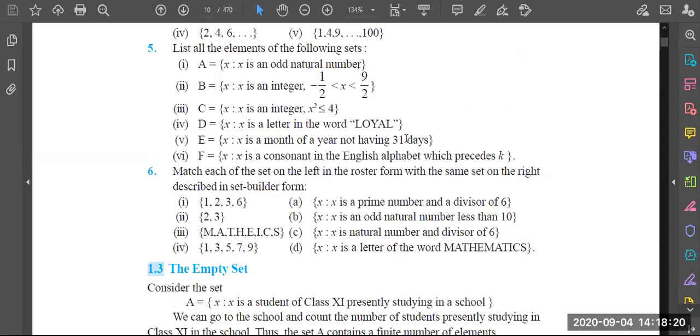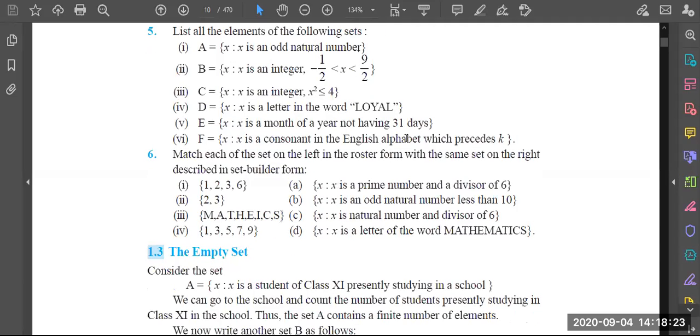Now, what do you mean by an empty set? Tell me. If I ask you, what would be the set of students present in school now? Zero, right? Yes, there will be nothing in that set. Yes or no? There will be nothing in that set, right?